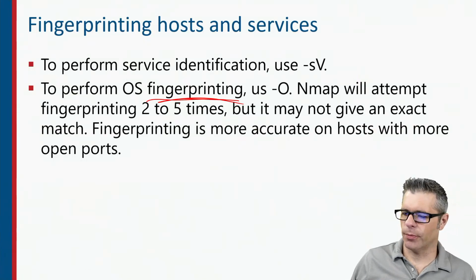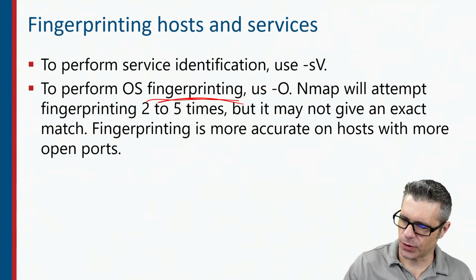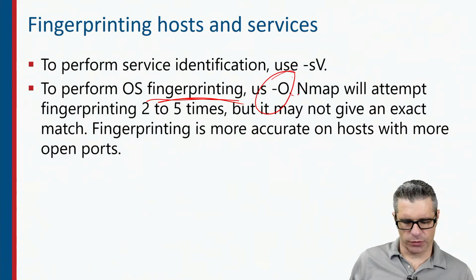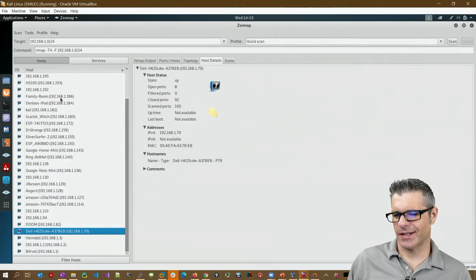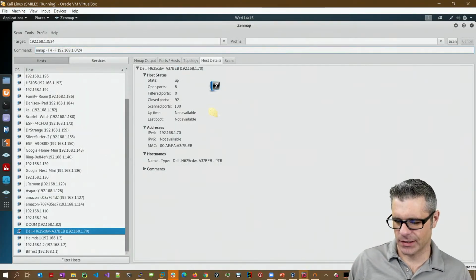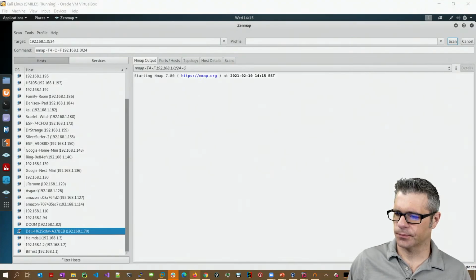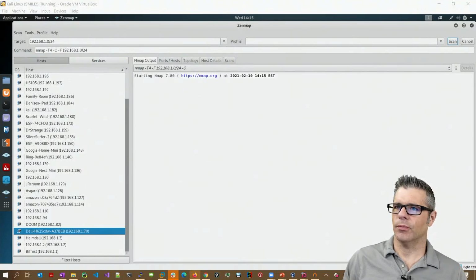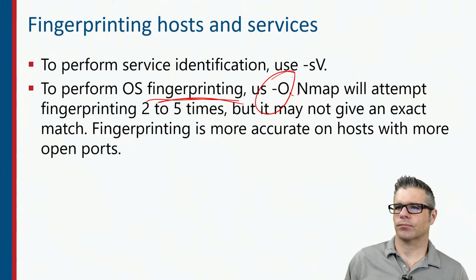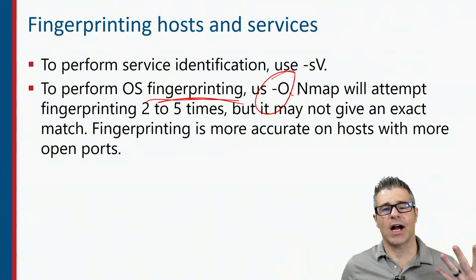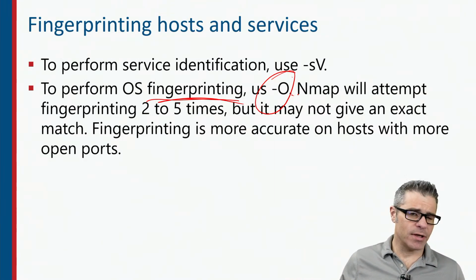So if you go back through and do -O, it will go through and try that fingerprinting. So I could do the quick scan, add -O, run it again, and just cross my fingers and hope my network doesn't blow up again. Now it's going to do a more thorough scan, so it's going to try and find a match. Maybe it does, maybe it doesn't.